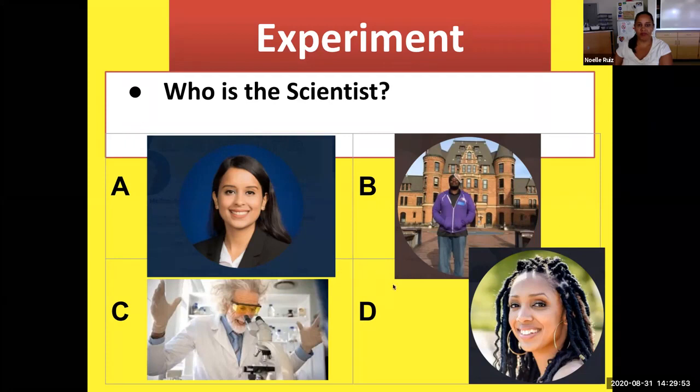All right, so typically, most of you put C was the scientist. And I will tell you that A, B, and D are actual real scientists. C is a picture I got off of Google when I Googled the word scientist. And then A, B, and D, those are actually Twitter profile pictures of actual scientists. I thought you guys might find that interesting.